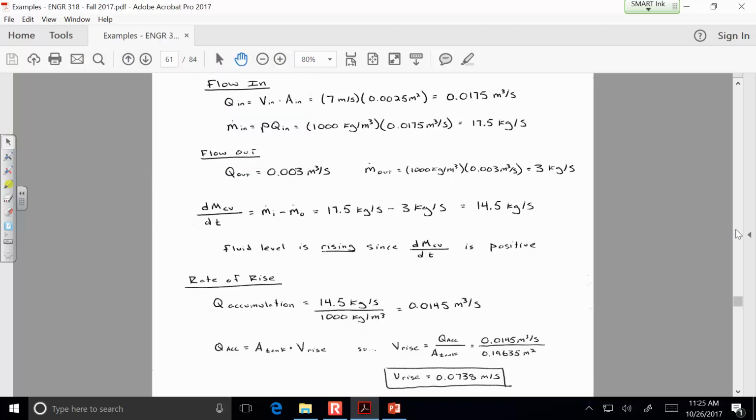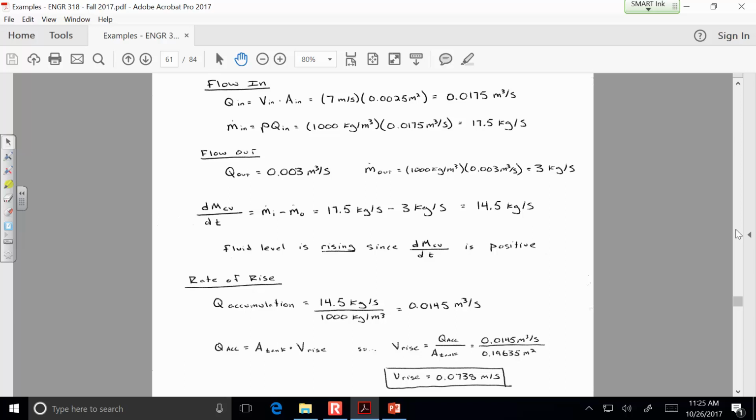Okay, so there's more coming in than there's going out, right? The difference between the two: there's 17.5 kilograms per second coming in and only 3 kilograms going out each second. So that means the net accumulation is 14.5 kilograms per second. So we know the liquid level is going to be rising, but the question ultimately asks, what's the speed that it's rising?